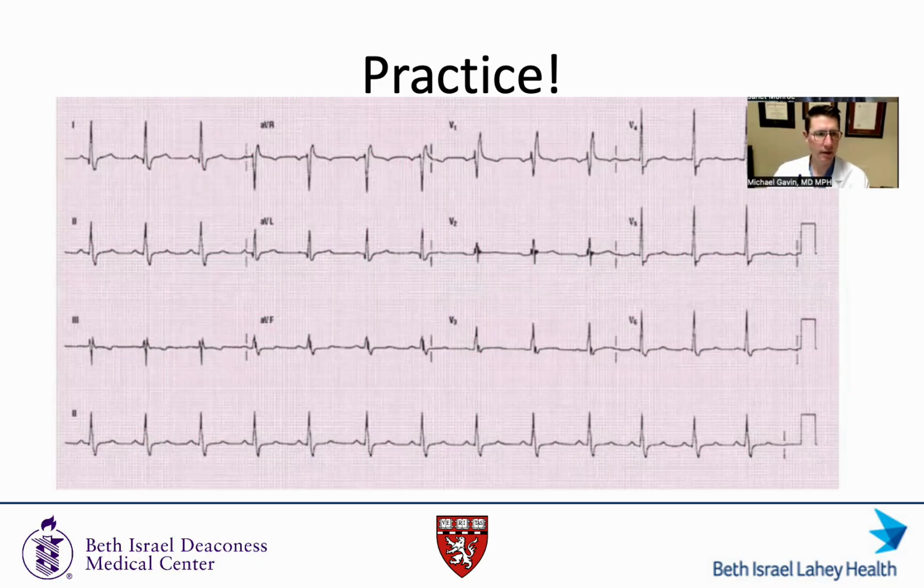A typical appearance of a right bundle pattern. Let's go back to the standard pen. So there's our R prime, RS, R prime. Okay, so there's the R prime again, coming back towards the right ventricle in V1, away from it in V6.